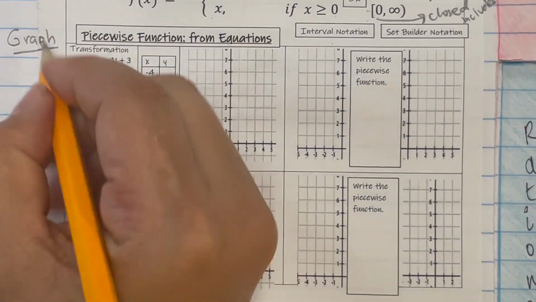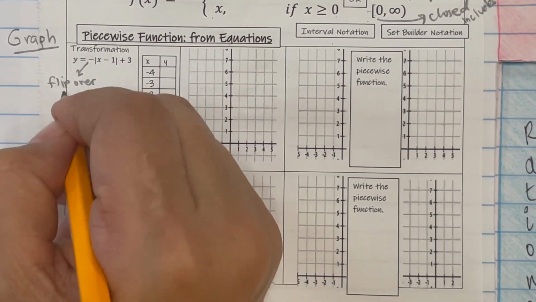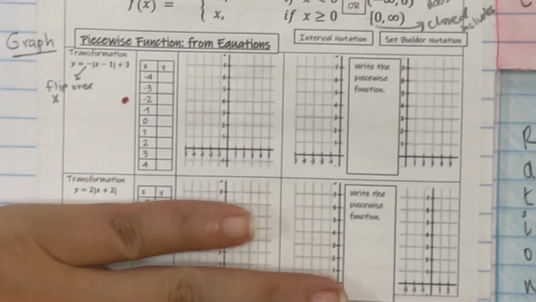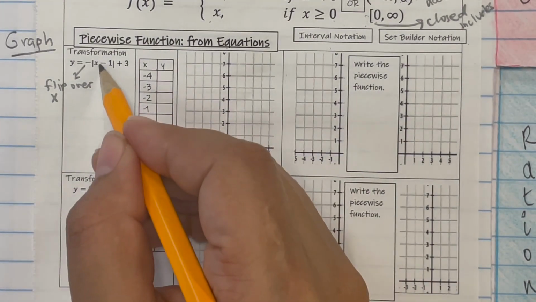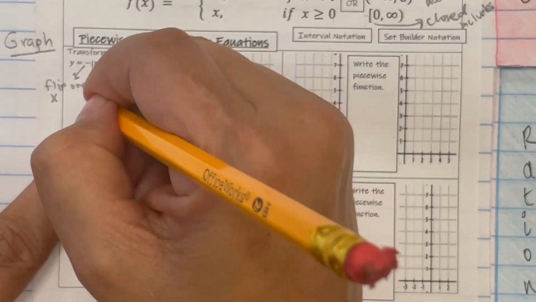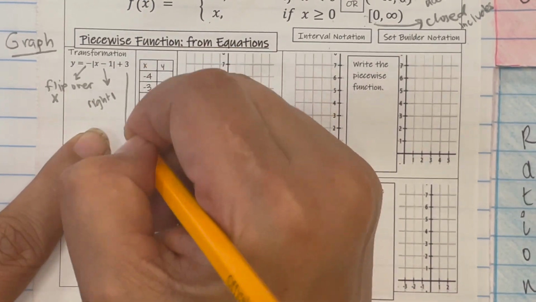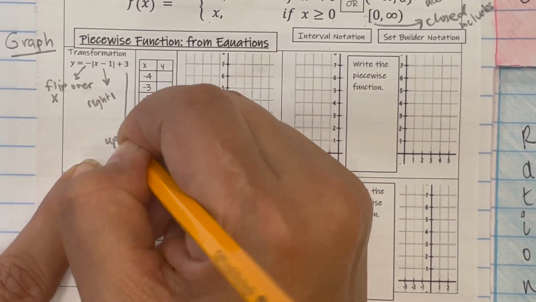All right, what have I done to it? I'm going to flip it over. The outside is x, opposite. And then inside is x and opposite, so I'm going to move it to the right 1. And then outside is y and regular. So that means I'm going to move it up 3. This is a faster way to graph.